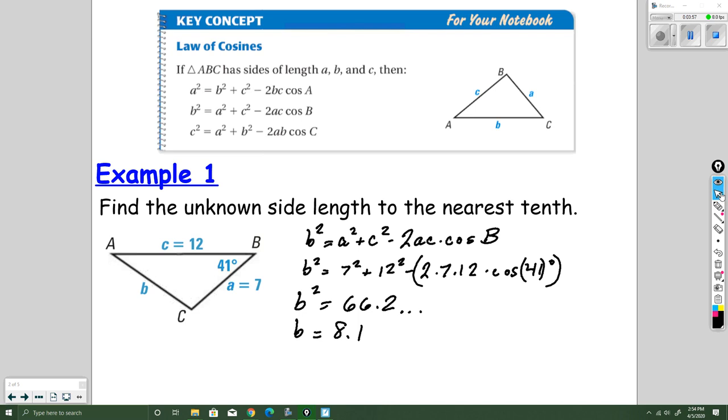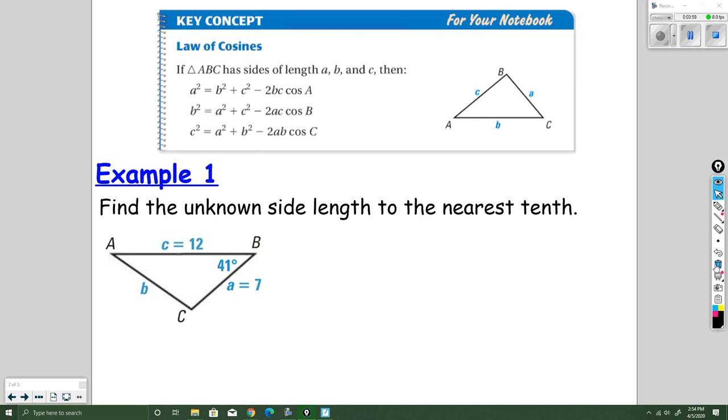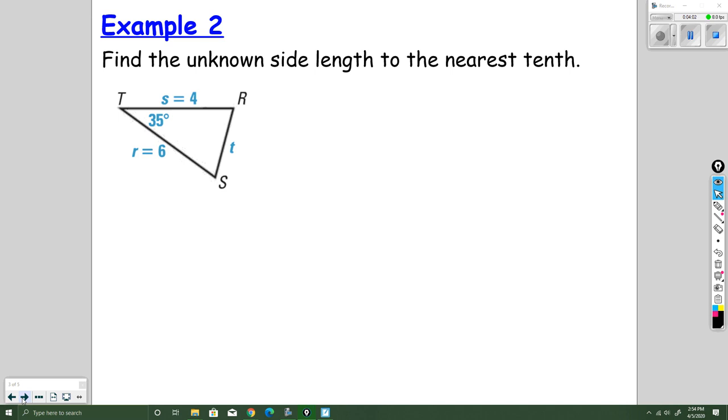All right, let's take a look at the next example. Let me clear the board. In this one, we want to find the unknown side length, which is t. We have the other two sides. We're trying to find t, so we would want something that starts with t. So that would be t squared equals s squared plus r squared minus 2 times s times r times cosine of angle T.